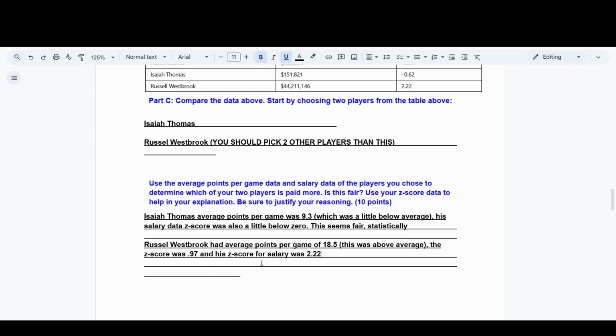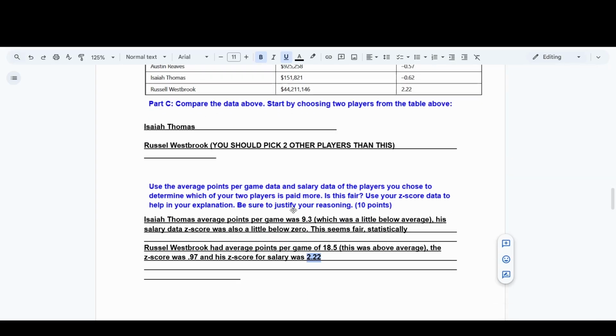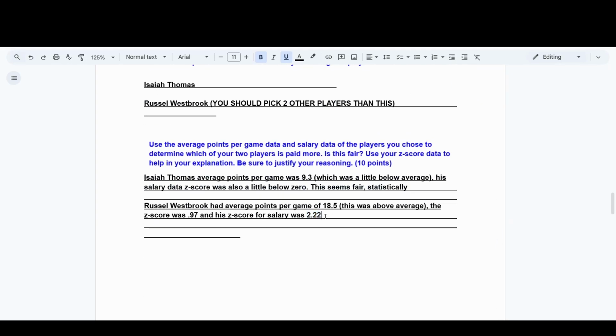I would expect the z-scores to be the same. If this was 0.97, I would expect this to be also close to 0.97. Again, in real life, there are other things going on besides just points and salary. But for this, I'm going to say these numbers seem very different. All right, and I think I'll stop there.